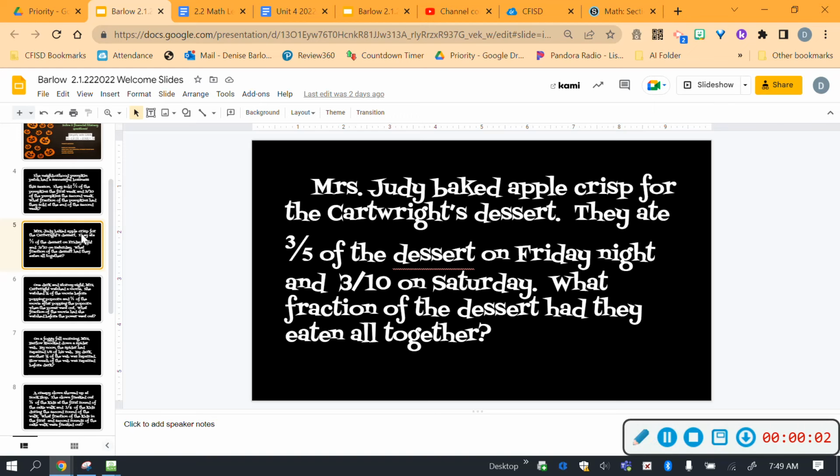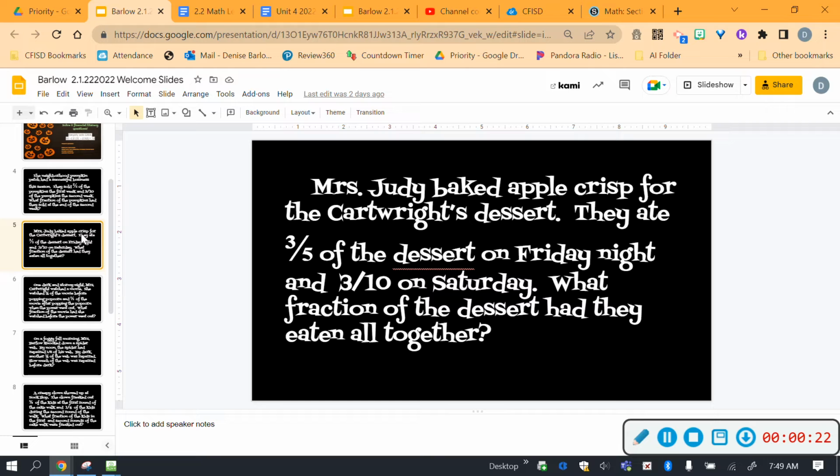All right, our next question is about Mrs. Judy. Mrs. Judy baked apple crisp for the Cartwrights' dessert. They ate 3/5 of the dessert on Friday night and 3/10 on Saturday. What fraction of the dessert had they eaten all together?